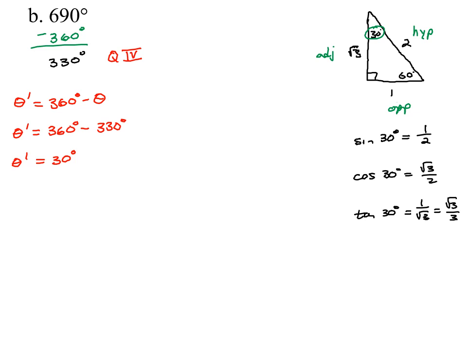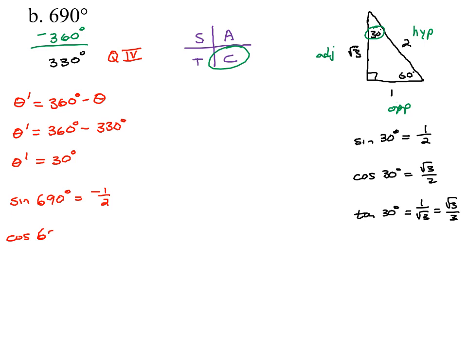Then, looking at my ASTC chart, I'm in quadrant 4. Quadrant 4 says cosine is the one that should be positive. And so I'm going to write down my answers based on all the ones being negative except for cosine and its reciprocal secant. And notice, I don't go sine of 330. I have to go all the way back to the original sine of 690 degrees. That would be the same thing as sine of 30, but with a negative in front. So I get negative 1/2.